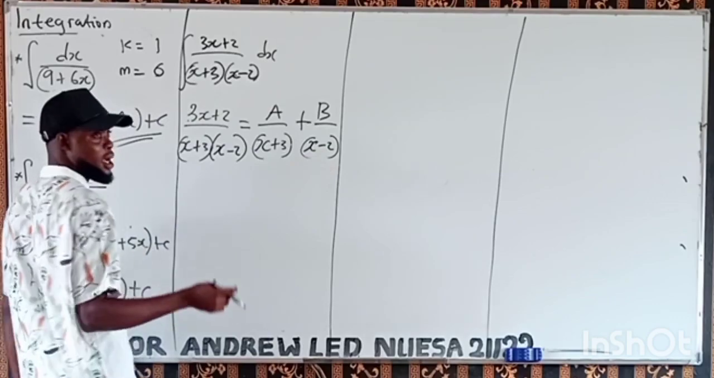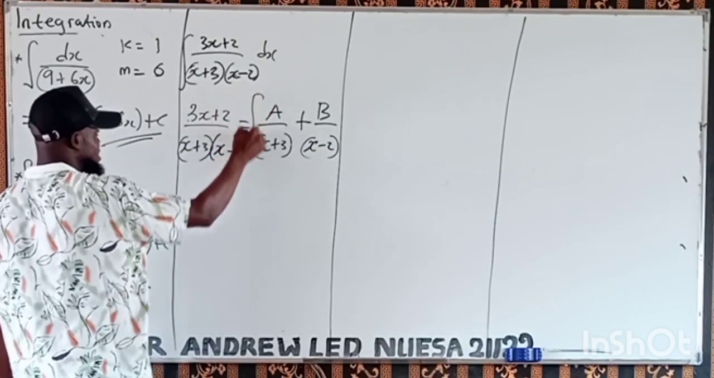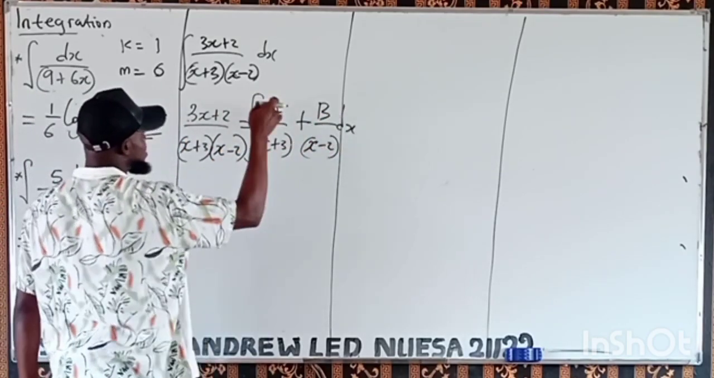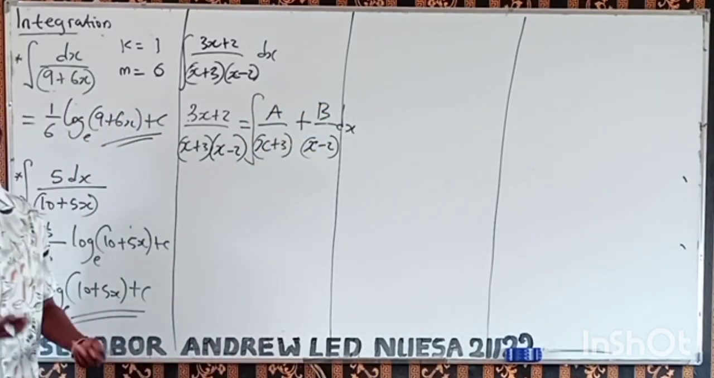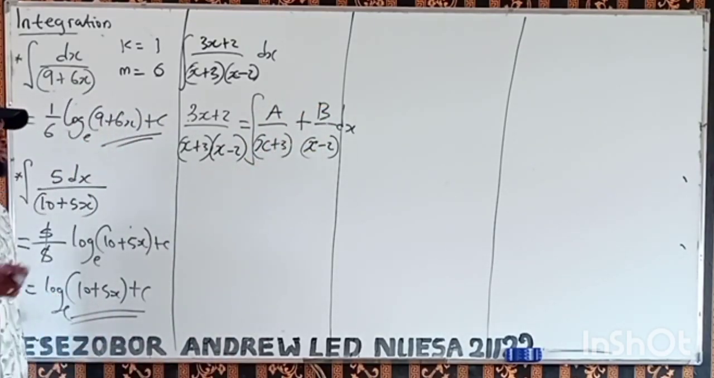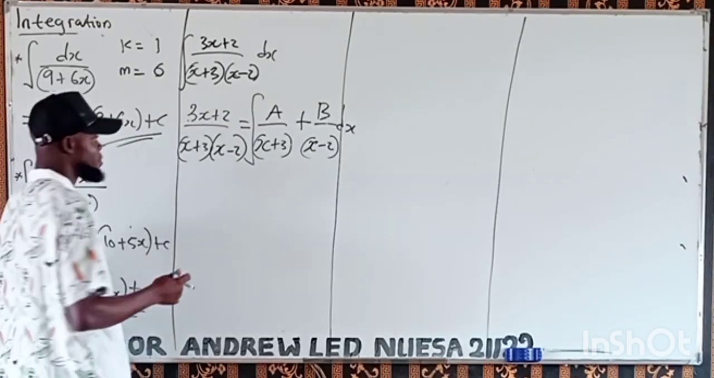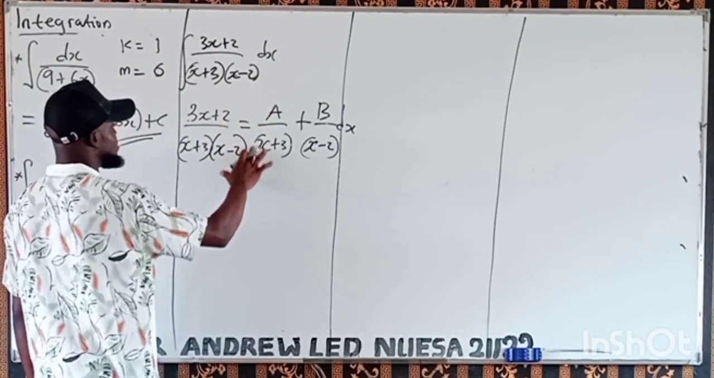Then if I'm going to integrate now, you integrate this one with respect to x. So you go and look for a and b using the principle of partial fractions. So you can also do that.